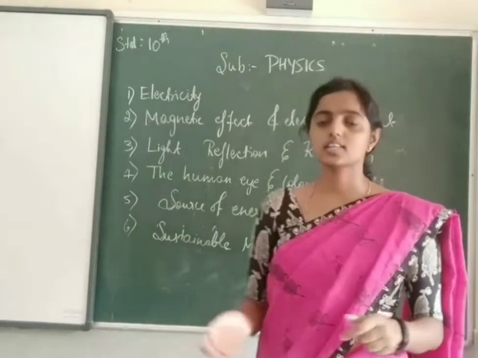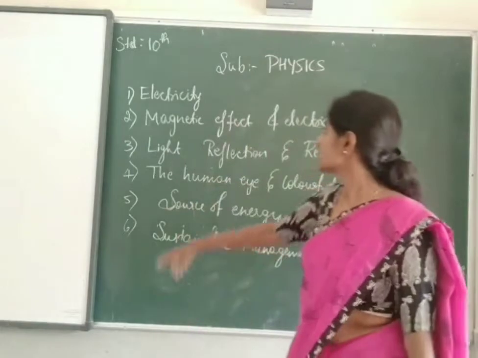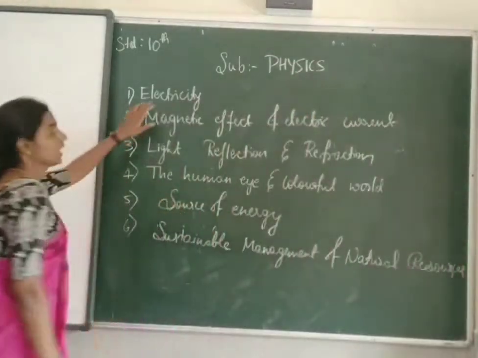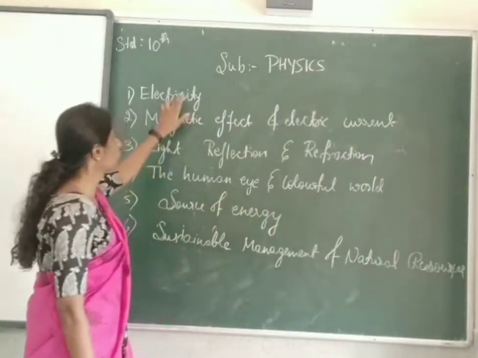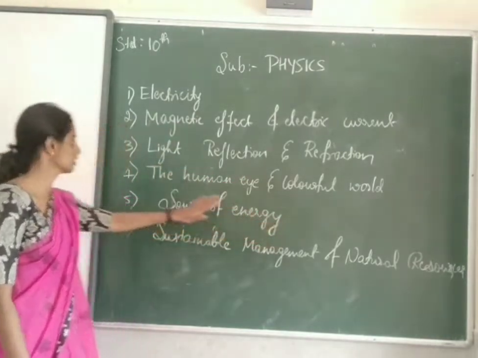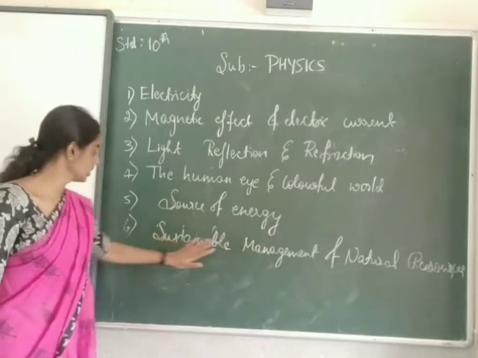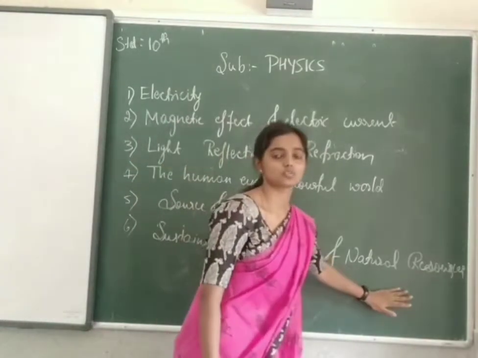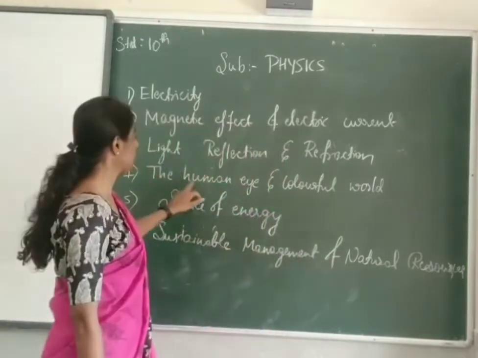In 10th science, we have 16 chapters. Under that, these are the chapters that come under physics. Our first chapter will be electricity. Then magnetic effect of electric current, these both are in our textbook. Then light, reflection and refraction, the human eye and colourful world, and sources of energy. And our last chapter is sustainable management of natural resources. This is a continuation of 9th standard natural resources.